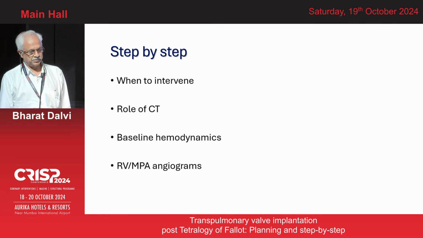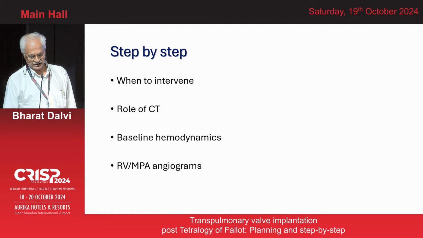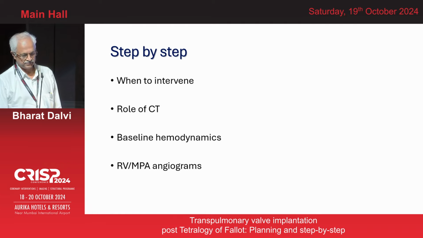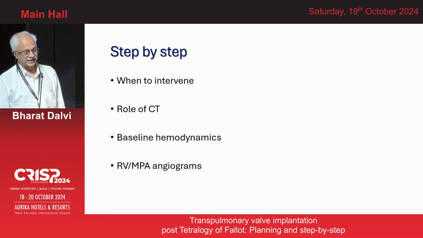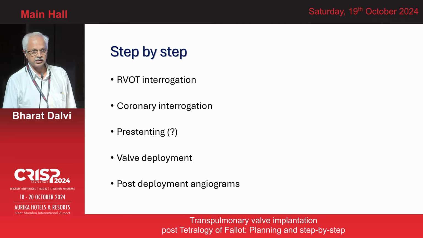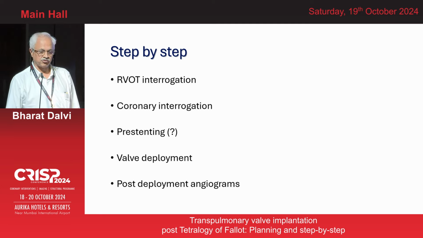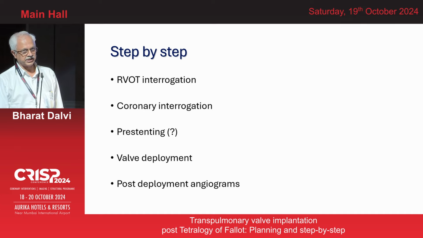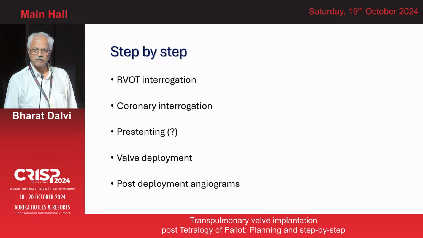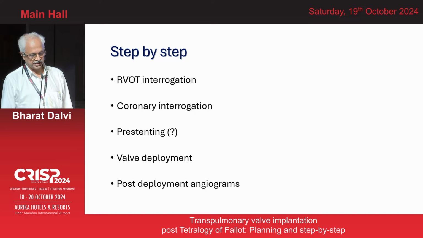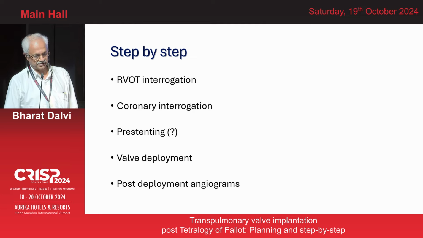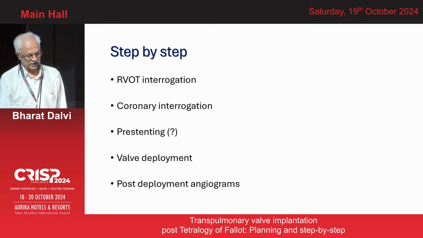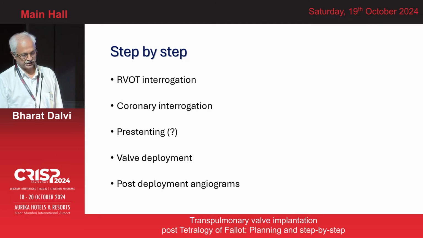Now coming to step by step. These are some of the steps that I'm going to discuss in the next 5 or 6 minutes. When to intervene, role of CT, baseline hemodynamics, baseline angiograms in the right ventricle and the main pulmonary artery, interrogation of the right ventricular outflow tract in the Cath lab, followed by coronary interrogation to be sure that they are not getting compressed or not expected to get compressed. Role of pre-stenting, as you know, some of them have already given up pre-stenting and would directly put in a valve, although we continue to pre-stent these massive native RVOTs, followed by valve deployment, post-deployment angiograms and medications.